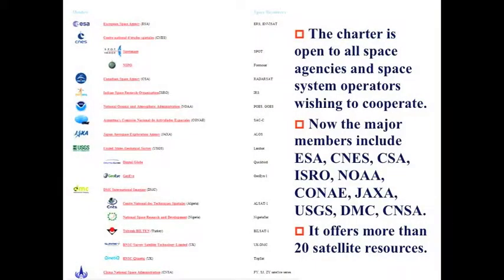And at that time, we could support ERS-1, Envisat, and RadarSat data. Now the Charter is open to all the space agencies and all the space systems. We now have major memberships such as ESA, CNES, NOAA, USGS, the China National Space Agency, etc. Now we can offer data from more than 20 satellite systems.